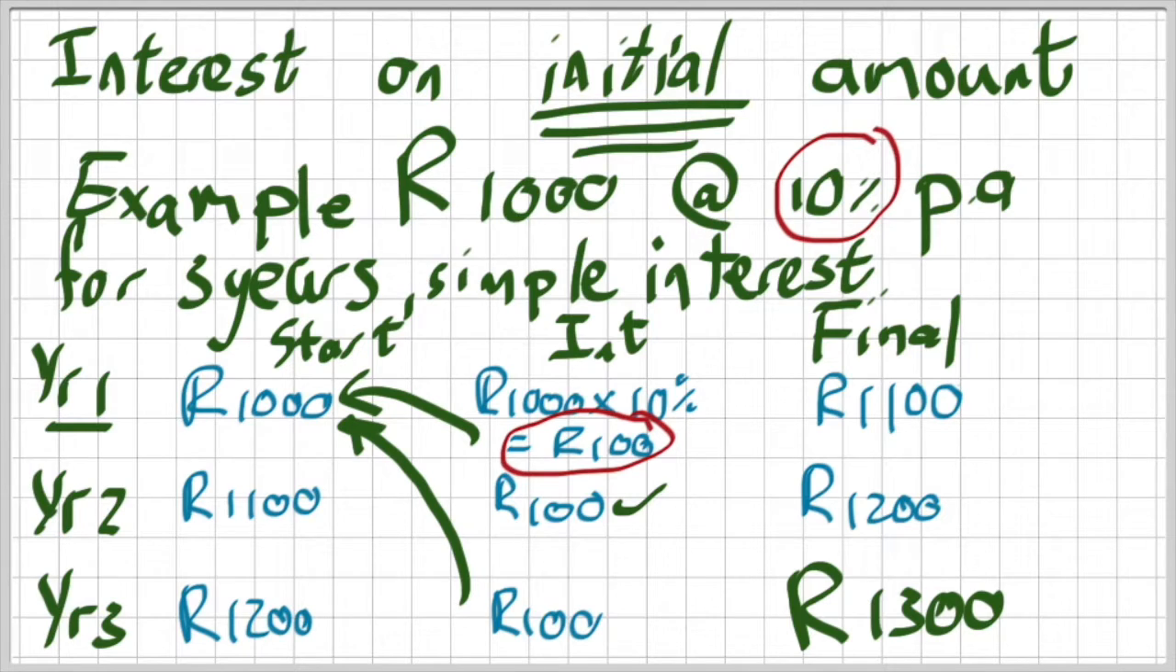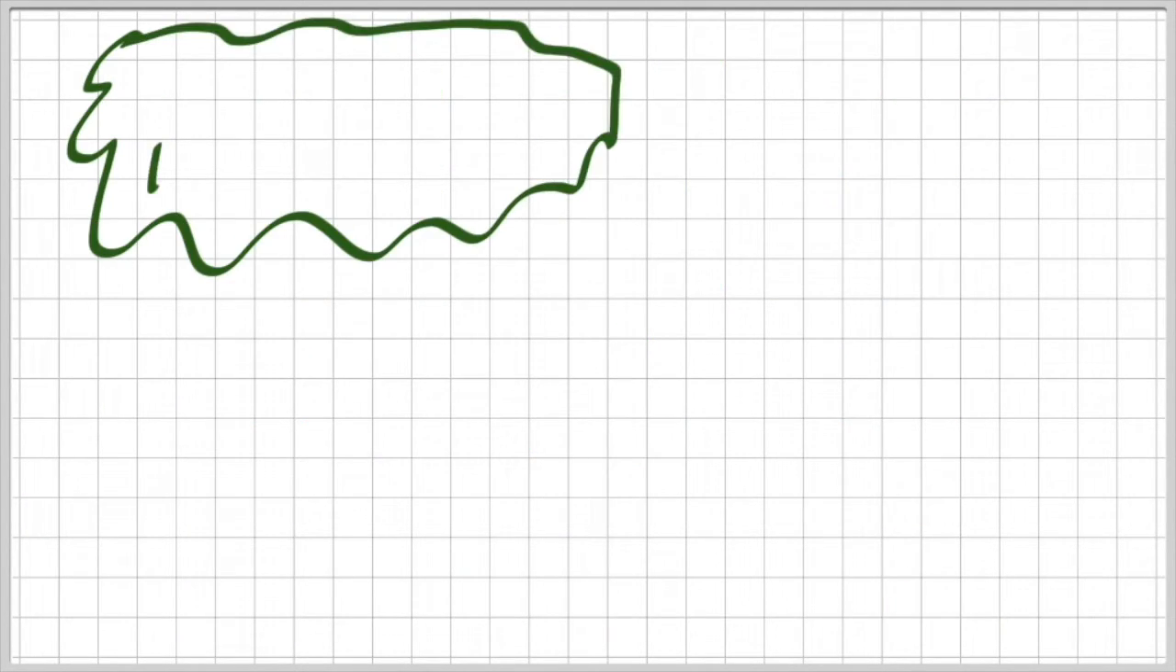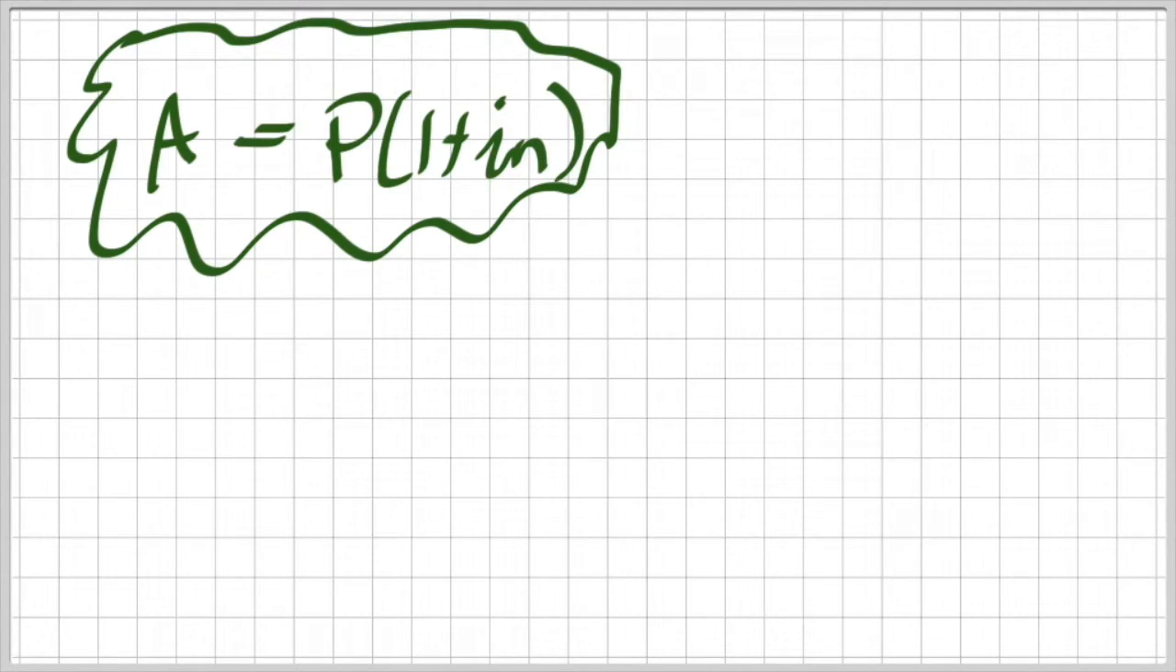But what if I have 10 years? Am I going to do a table with 10 rows? No. Of course, there is a formula. A equals P(1 plus iN), where A is your final amount, P is your initial amount or principal amount, i is your interest rate, and N is your number of years in simple interest.